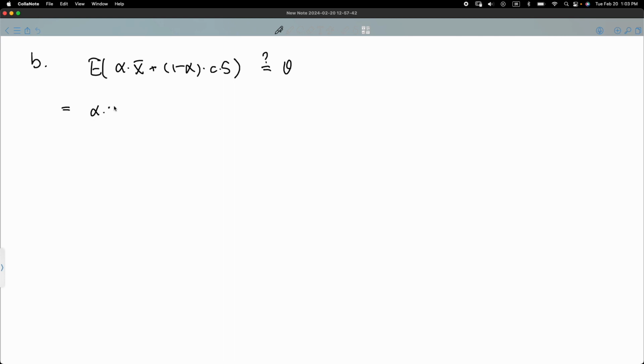First of all, let's decompose the left-hand side. We have a constant alpha multiplied by the expectation of x bar, because the expectation only affects the random variable, which is the sum of x over n. And then we also have another constant, 1 minus alpha, multiplied by the expected value of c multiplied by s.